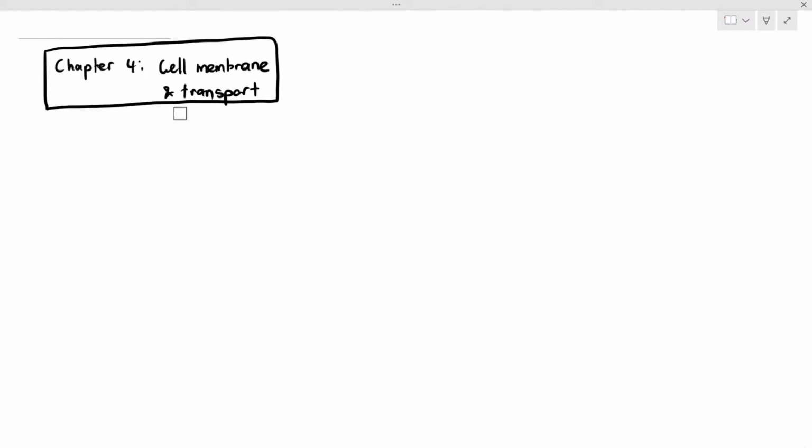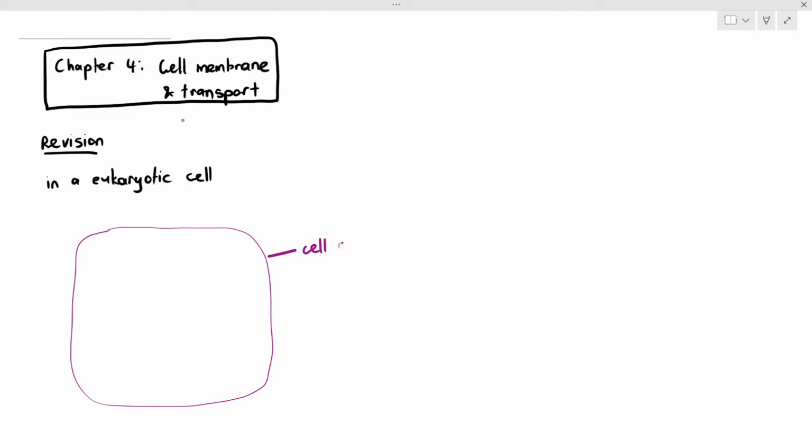So for chapter 4, what we are going to be looking at is cell membrane and transport. Before we go into the chapter, I want to look at a bit of revision in chapter 1.